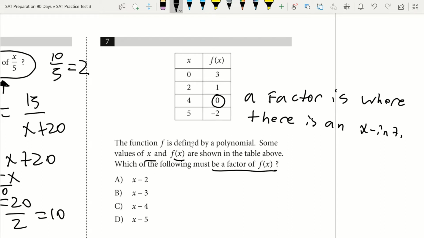So that'll be where y equals 0. So f of x equals 0. That's the same as y equals 0. That's at x equals 4, which means our factor is x minus 4. Why is it x minus 4? Because when x minus 4 is set equal to 0, we see that x is going to equal 4 because we add 4 to each side. So our correct answer there is going to be C for number 7.